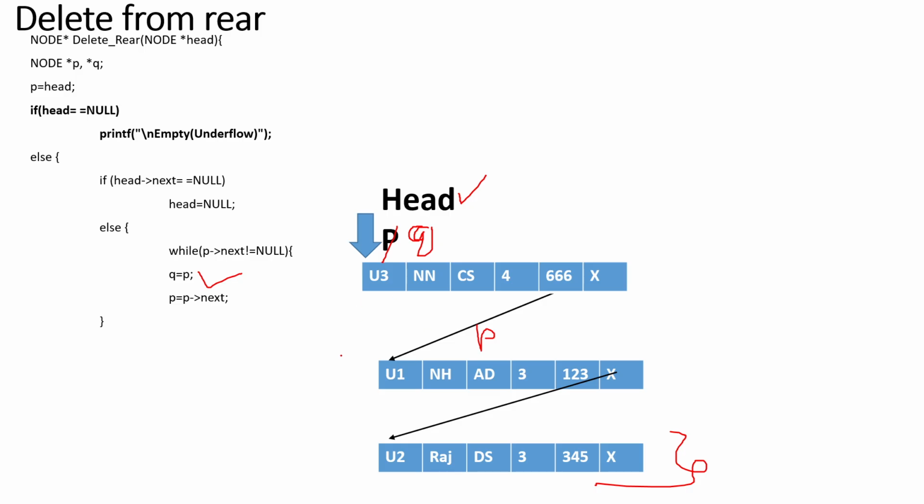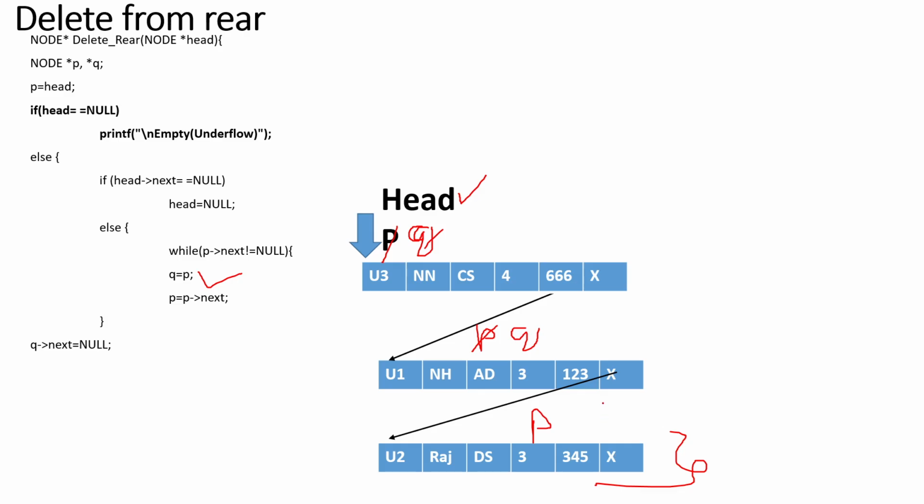Okay, we'll see what happens. P of next, is it null? No. In the next case, q equal to p, and p equal to p of next. Now this becomes p. P of next, is it null? Yes, p of next is null.